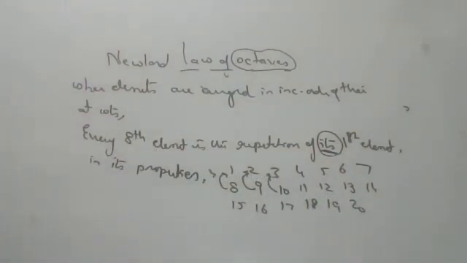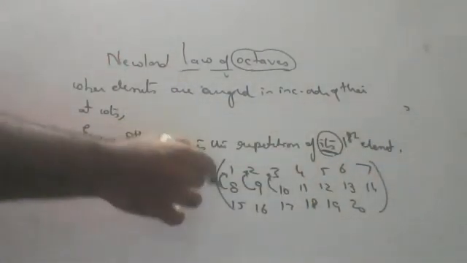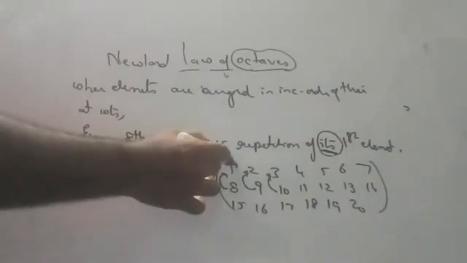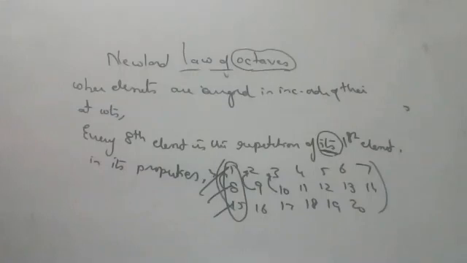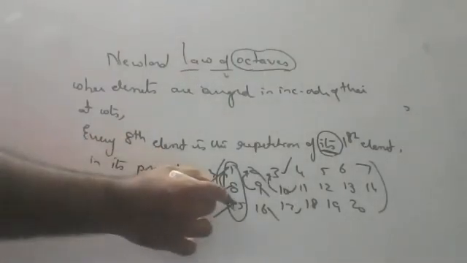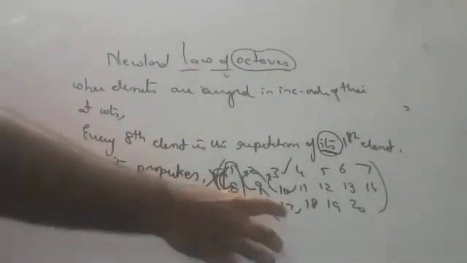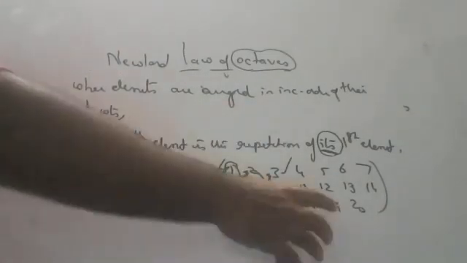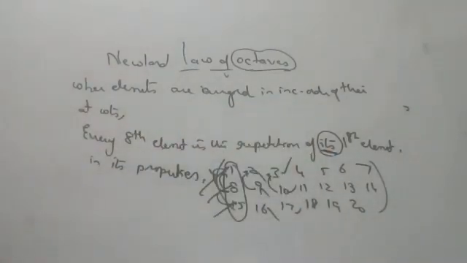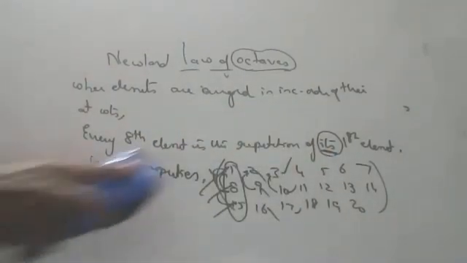When he arranged the elements, this is not exactly the atomic weight, I'm just giving an example. When he arranged elements like this, children, he said that every eighth element is a repetition. Means 1, 8, 15 will have the same properties. 2, 9, 16 will have the same properties. 3, 10, 17 will have the same properties. Every eighth element is a repetition of its first element. For 17, its first element will be 10 and 3. For 18, its first element will be 11 and 4. For 19, its first element will be 12 and 5. Like that, he said that every eighth element is a repetition of its first element in its properties.